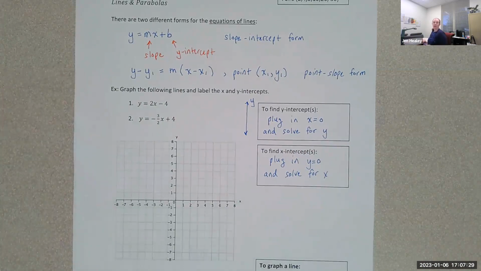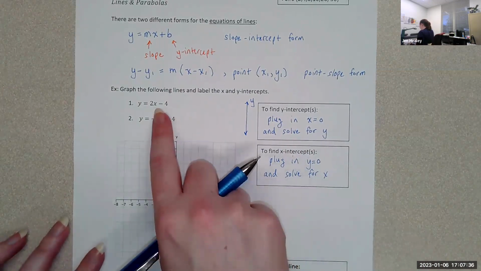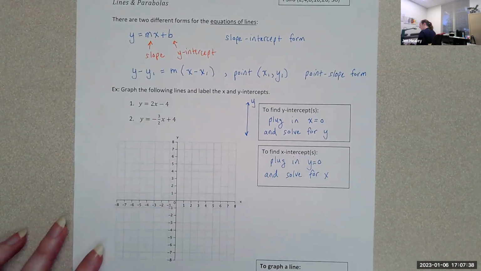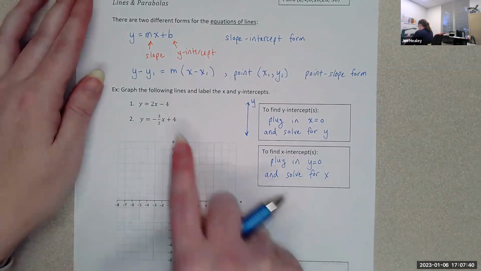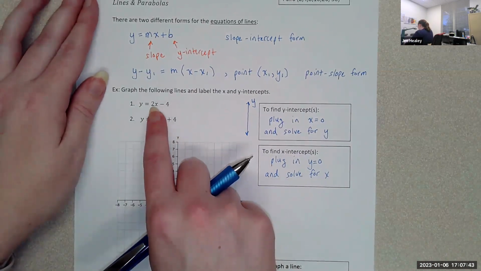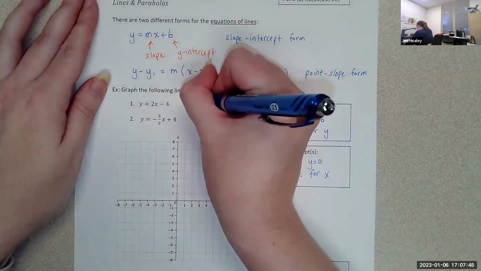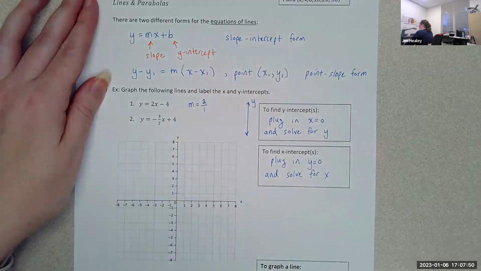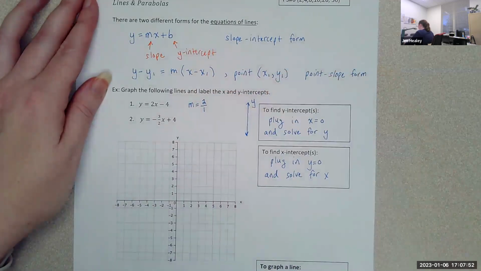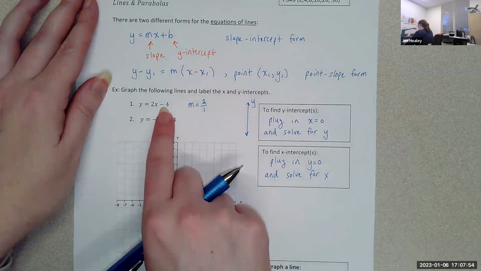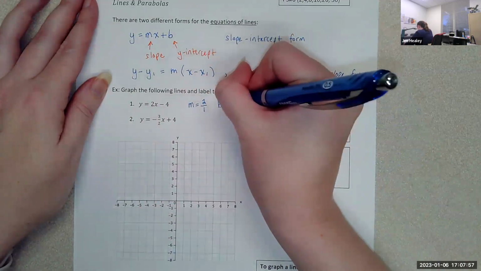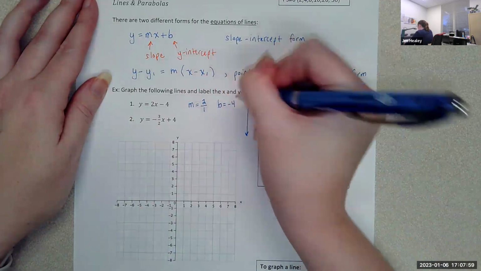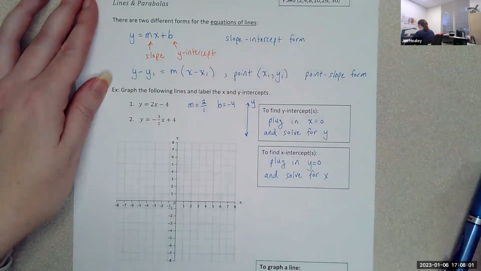So what we're going to do is graph the first equation, y is equal to 2x minus 4, by first identifying our slope and our y-intercept. I can see that I have a slope of 2. My m is equal to 2. Some of you might prefer to write it as 2 over 1 so that you can see the rise over the run. And we have a y-intercept of -4. So the b value is -4 for that first line.